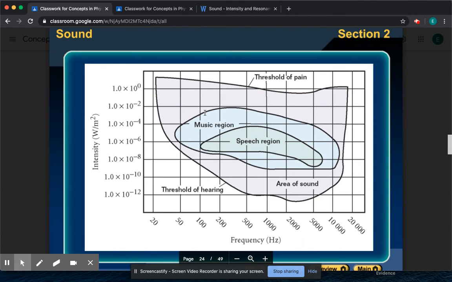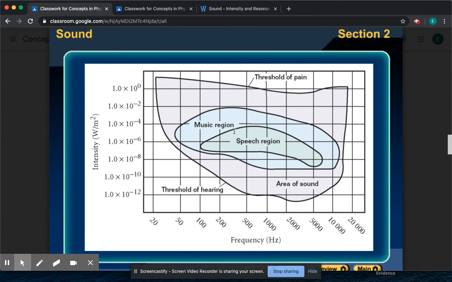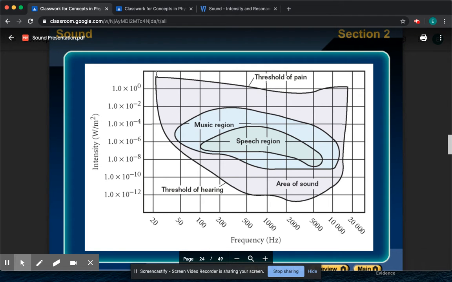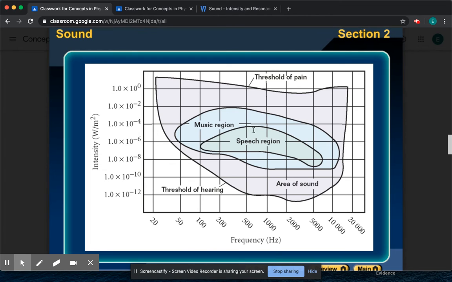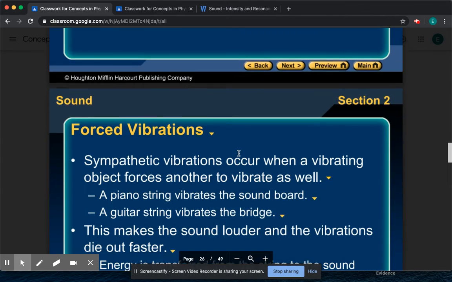And then this is a little graph that gives you a nice little region. This graph has an intensity chart and a frequency chart. This is where most people talk. The speech region that they're referring to is just where most human conversation takes place. Notice the range in frequencies. Some people have deep voices, some people have high-pitched voices. You all know that. They also give you different ranges of music and things like that. And then up here is threshold. Most people don't speak in volumes that are high enough to cause pain, but other things can. And obviously most people don't speak so quietly that we can't hear anything. So this is just a little graph representative of all that.